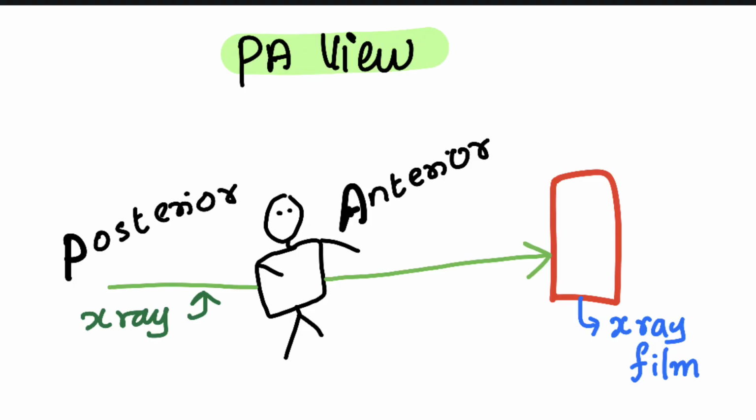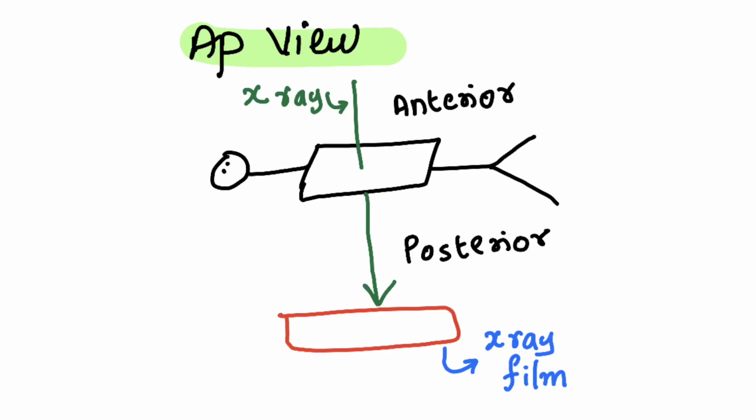In PA view, the X-ray film is on the anterior aspect of the patient. The X-ray moves from posterior to anterior. In AP view, on the other hand, the film is on the posterior aspect of the patient. The X-ray moves from anterior to posterior. So this is the AP view and PA view. Now let's come to the differences.